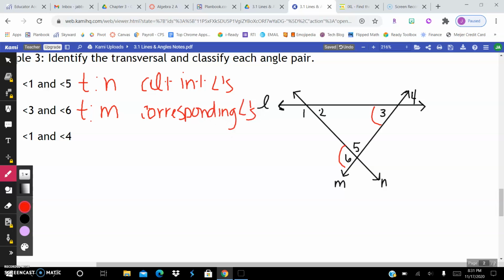And then last we have angles 1 and 4. And here is angle 1 and here is angle 4 over here. So we're going to cut off this bottom part of the picture and just focus on the top two pieces. The line that's going through those is line L. So the transversal would be L. And then those two angles are on the exterior and different sides of line L. So those would be alternate exterior angles.